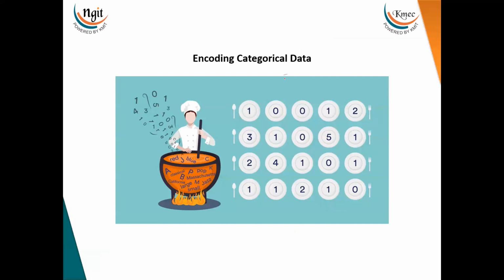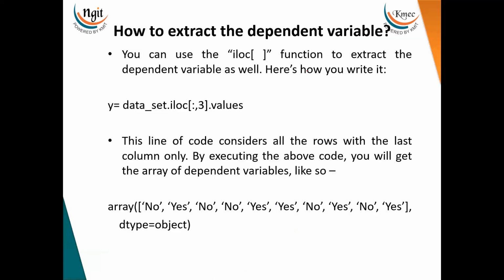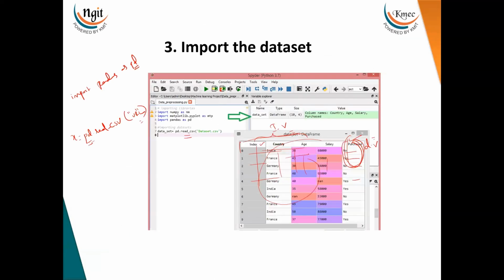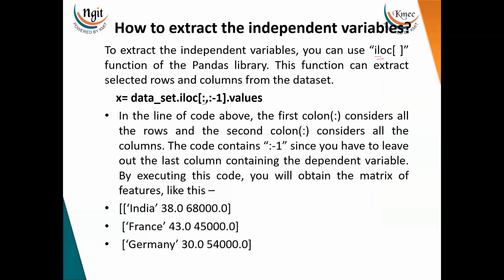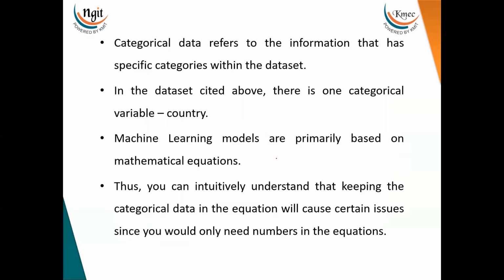encoding categorical data. So what do we mean by categorical data? See here in this particular data set, this particular column has categorical data, that is, strings. The remaining columns are all numbers, but this country column consists of string data. That is categorical data, which our machine learning model can't understand. So we have to convert this categorical data into vectors. That is what encoding categorical data means.